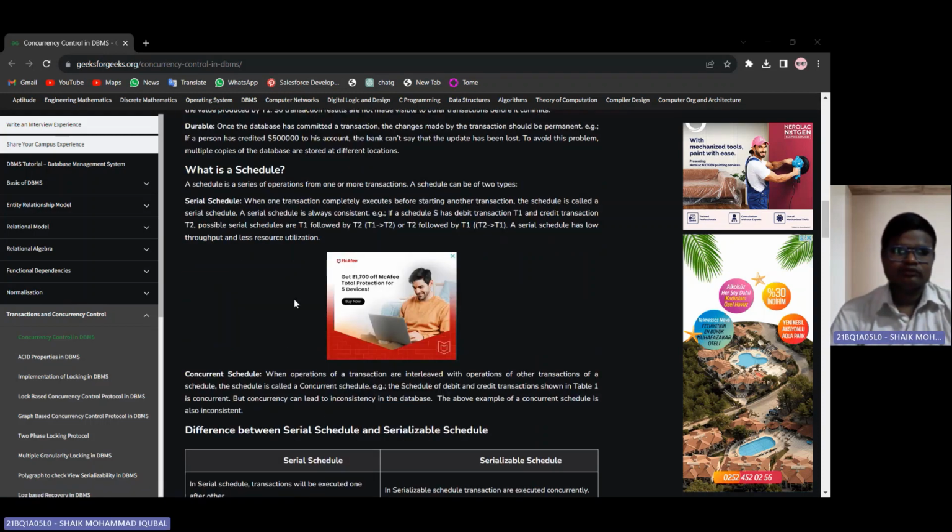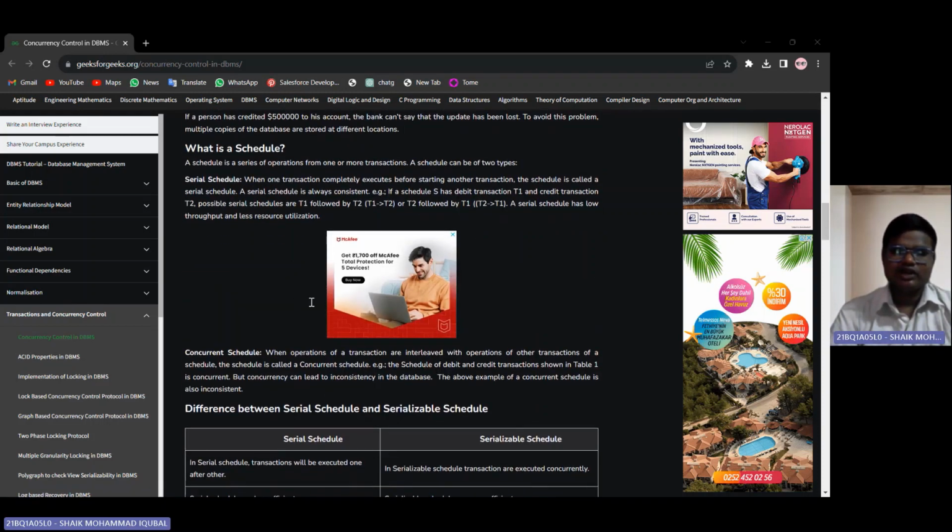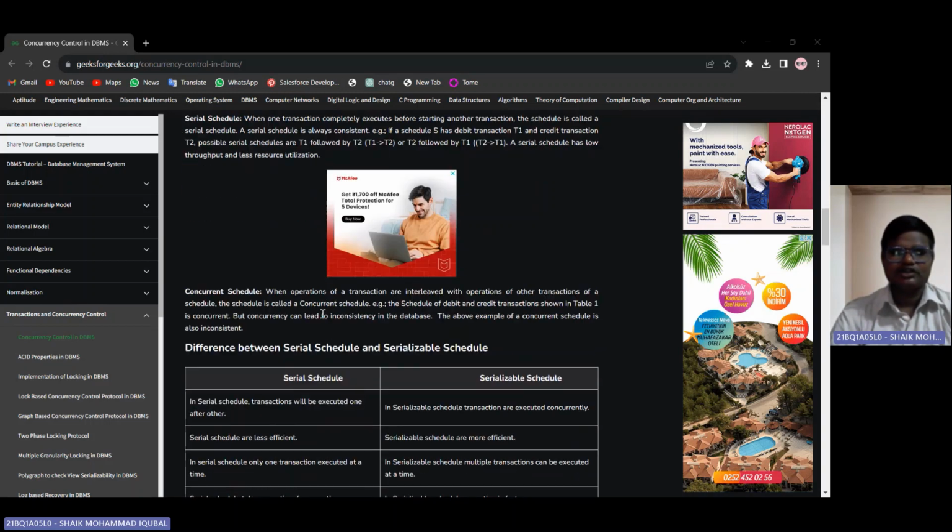Concurrent schedule. When the operations of a transaction are interleaved with the operations of another transaction, the schedule is called a concurrent schedule. The schedule of the debit and credit transactions shown in table 1 is concurrent, but concurrency can lead to inconsistency in the database.